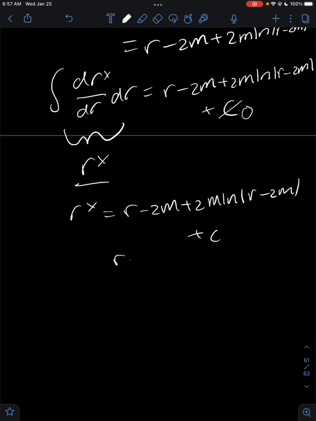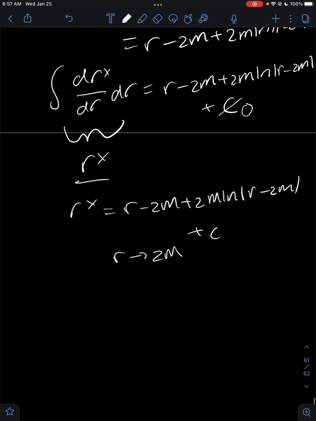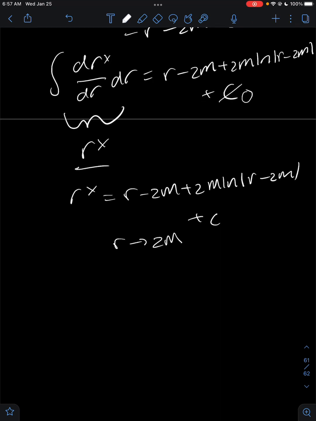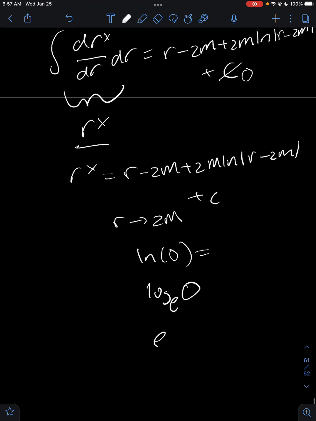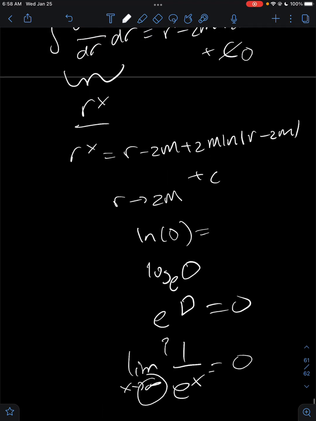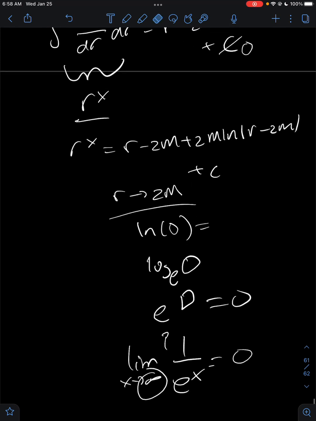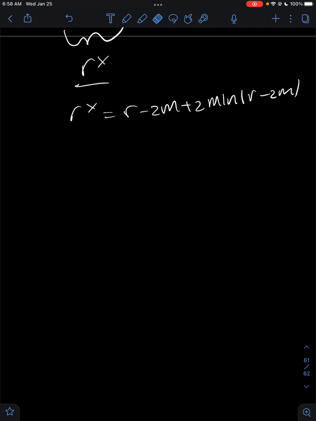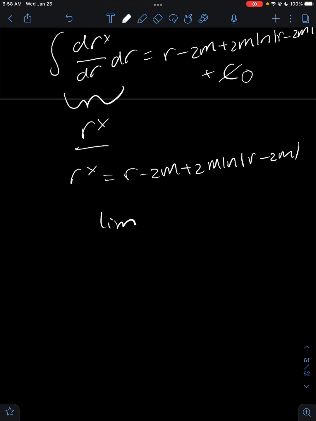And as r approaches 2m, which is the event horizon of the black hole, we get a divergence, right? Because the natural log of 0 is infinity, right? Because natural log is log base e, and you're asking e to the what equals 0. So you're actually approaching minus infinity, because 1 over e to the x, the limit as x approaches infinity, equals 0. So we are approaching minus infinity as r approaches the event horizon. Or in other words, we could just get rid of this 2m if we'd like, the limit of r conjugate equals minus infinity.